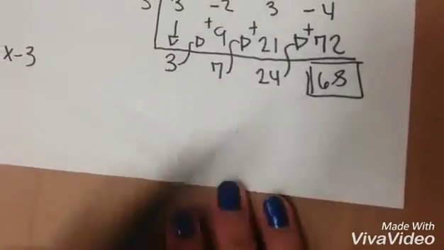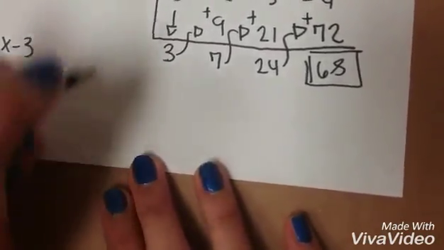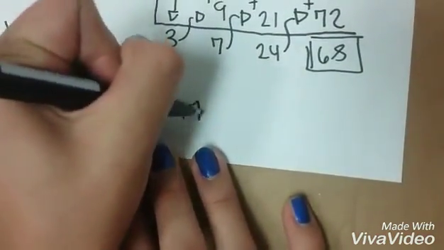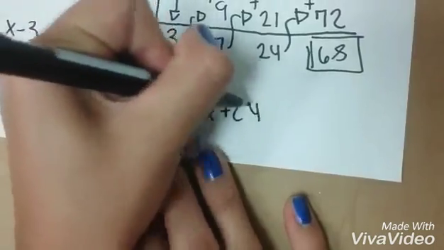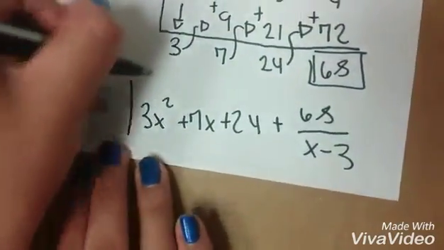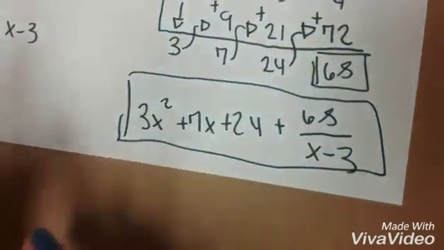The bottom line will create a new polynomial. So it will give you 3x squared plus 7x plus 24 plus 68, which was your remainder, over x minus 3. And this is how you will write your answer when doing synthetic division.